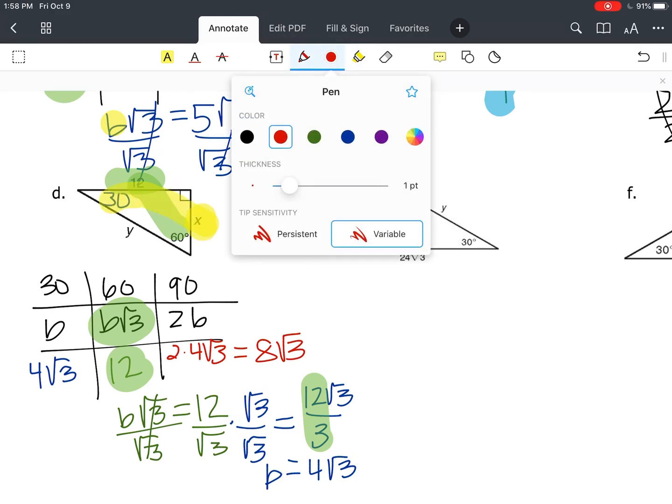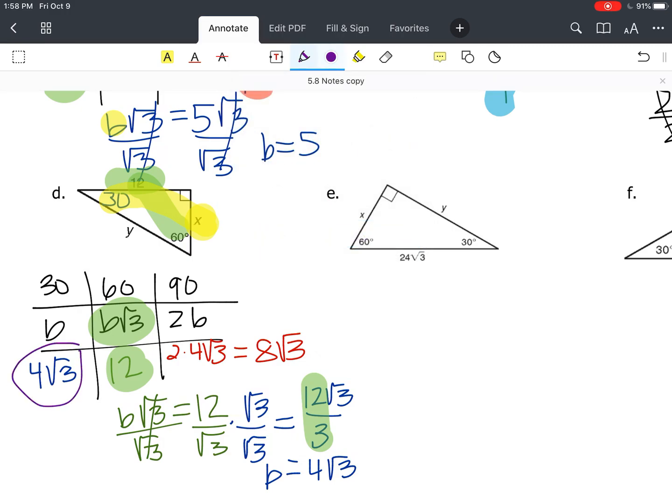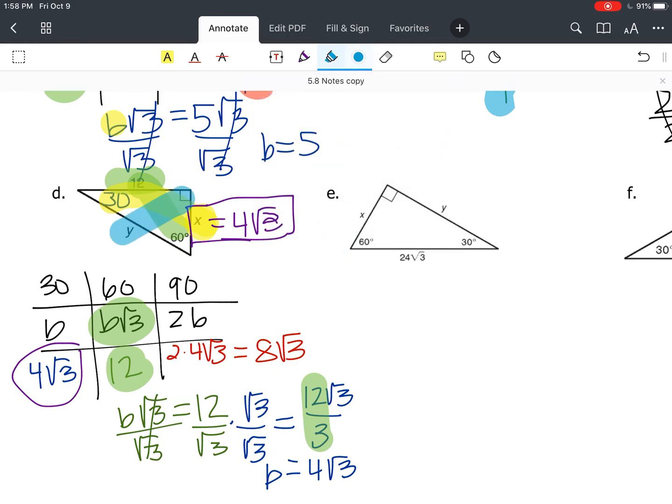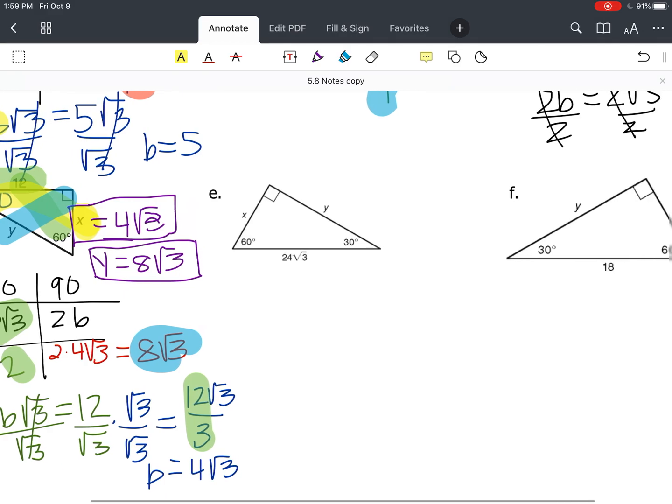So now I'm going to fill in the rest of my triangle. I need to know x, which is opposite 30. Well, in my chart, opposite 30 is 4 root 3. So x should be 4 root 3. Sorry, that's a 3. Y is opposite 90. Well, opposite 90 is 8 root 3. So y is going to equal 8 root 3.